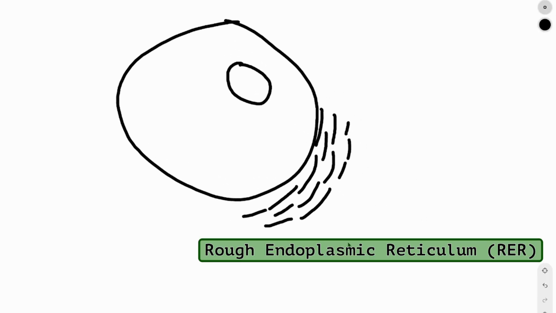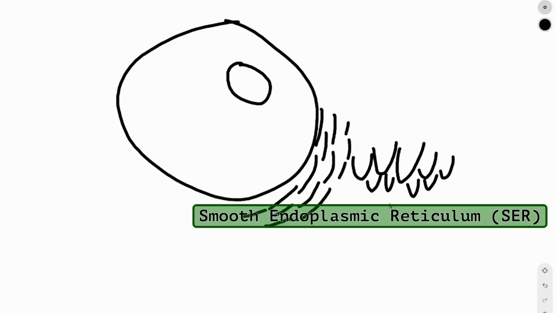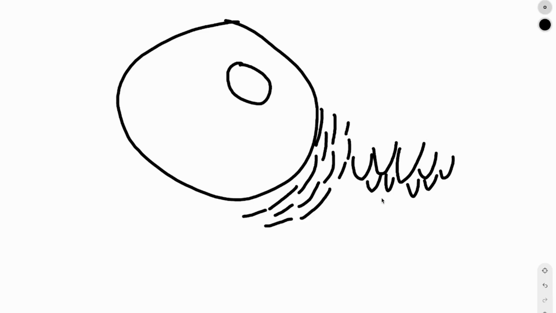Next is the rough endoplasmic reticulum. It packages proteins that are produced by the ribosomes that are attached to it. This is the smooth endoplasmic reticulum. It produces lipids and hormones, as well as detoxifies the cell waste.